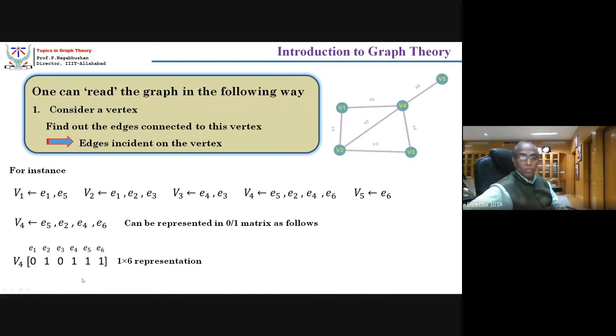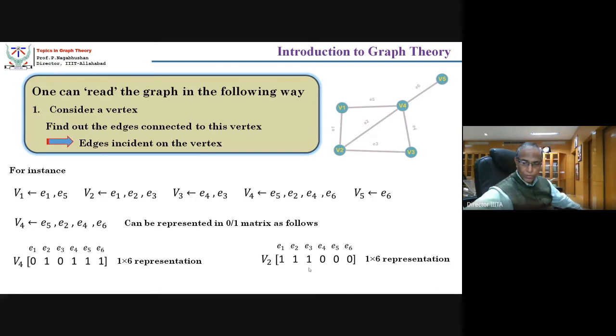So you call it a vector. It is a vector of incidence. It has a finite length. Of course, the incidence is not finite, but the length of representation is finite. It is a 1 cross 6 representation.